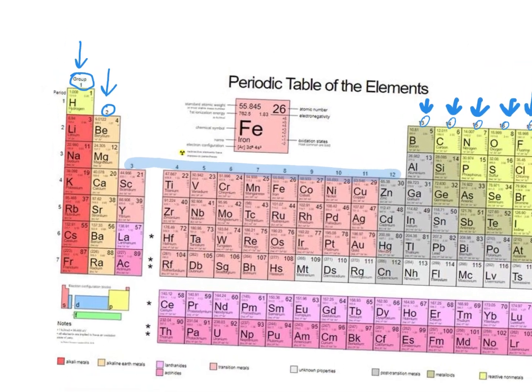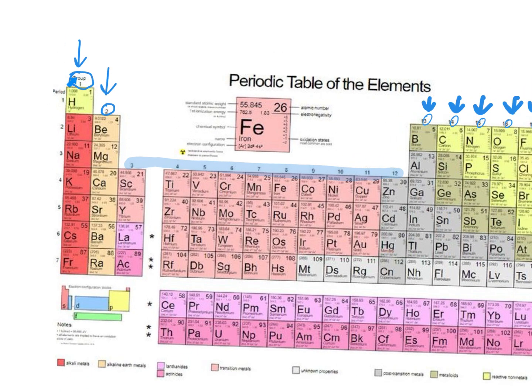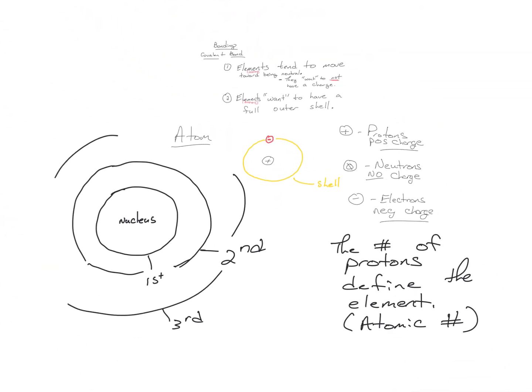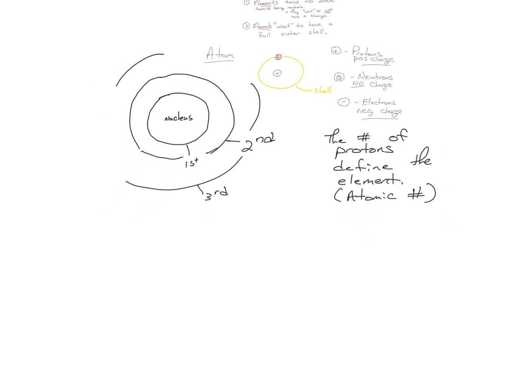And because of what I just told you, the number of electrons in the outer shell, they tell you right here. How many electrons in the outer shell of sodium? 1. How many electrons in the outer shell of potassium? 1. How many electrons in the outer shell of calcium? 2, etc. All right. So now let's talk about these rules.